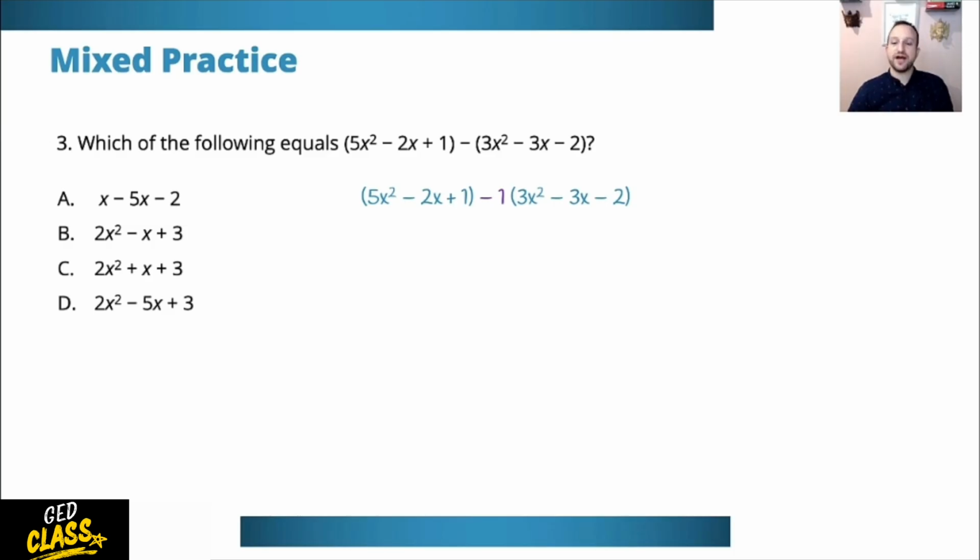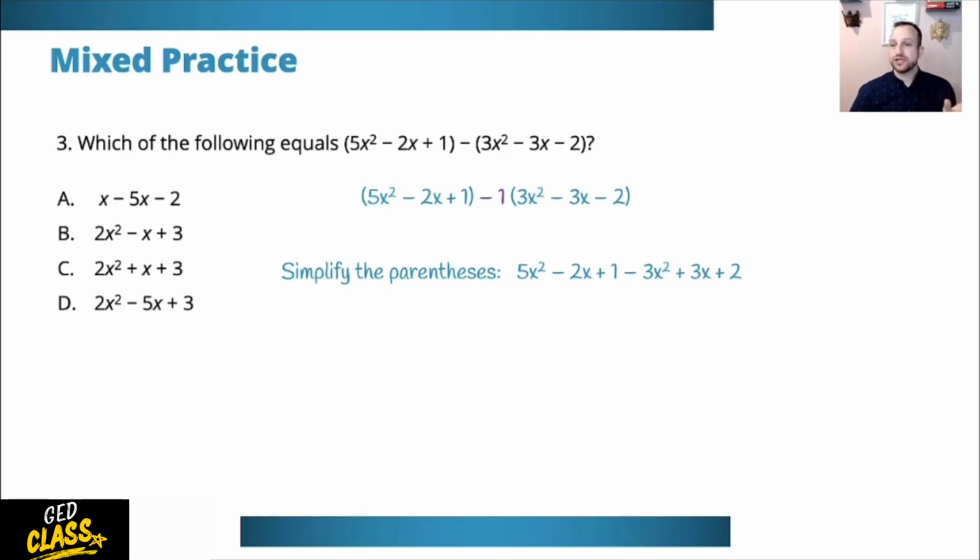So the 5x squared minus 2x plus 1 stays as is, but then simplifying the parentheses by multiplying out that negative. So the negative applies to the 3x squared. That negative 3x becomes a positive, and negative 2 becomes a positive. By far the most common mistake here is often just multiplying the negative to the first term instead of distributing across the entire thing. Watch out, easy mistake to make.